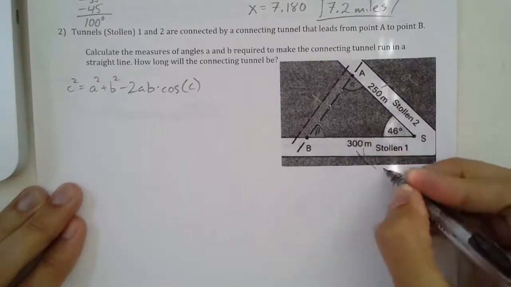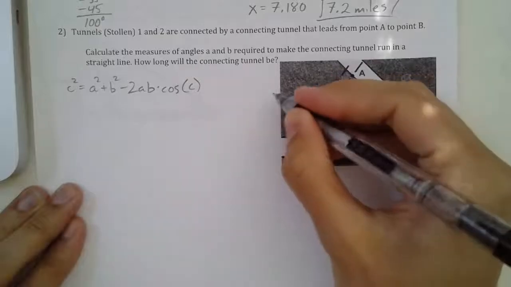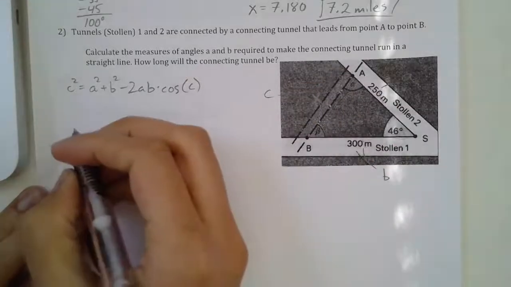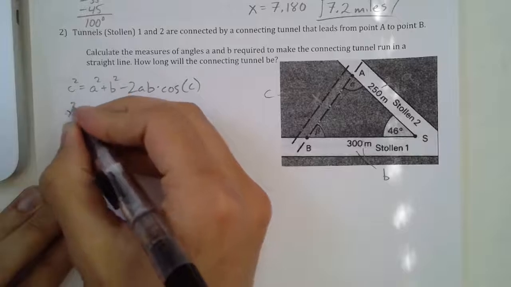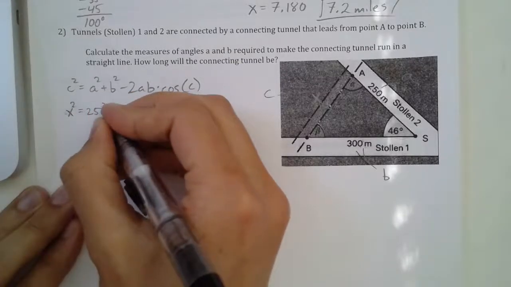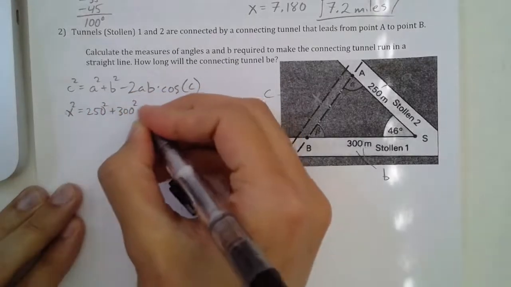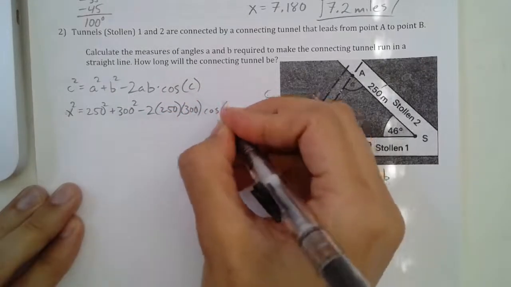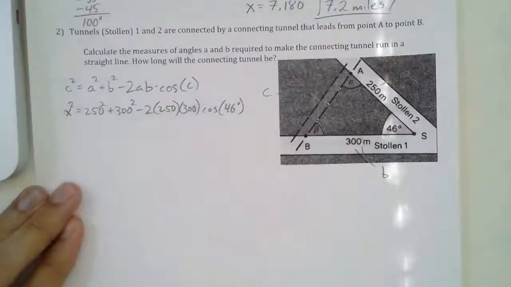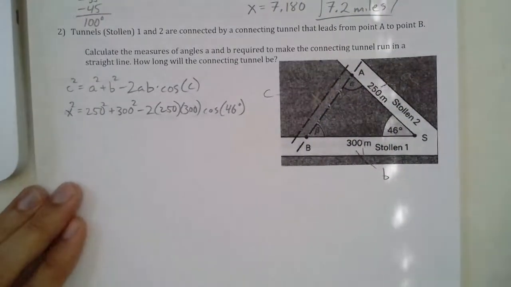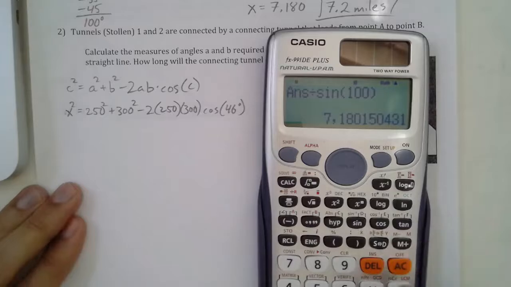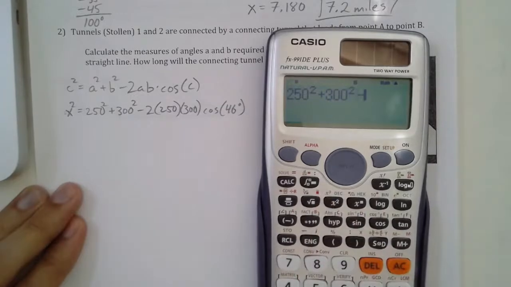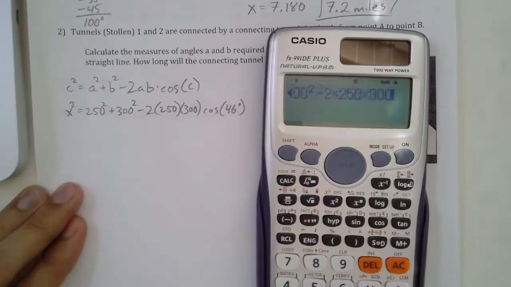Okay, with that said, I'm going to plug everything in, so I get x squared is equal to 250 squared plus 300 squared minus 2 times 250 times 300 times cosine of 46 degrees. Woo! Just writing all that is tiresome. And what I'm going to do is just put all this in the calculator all at once, being very, very careful. So I'm going to write 250 squared plus 300 squared minus 2 times 250 times 300, and then times cosine of 46. And what do I get?